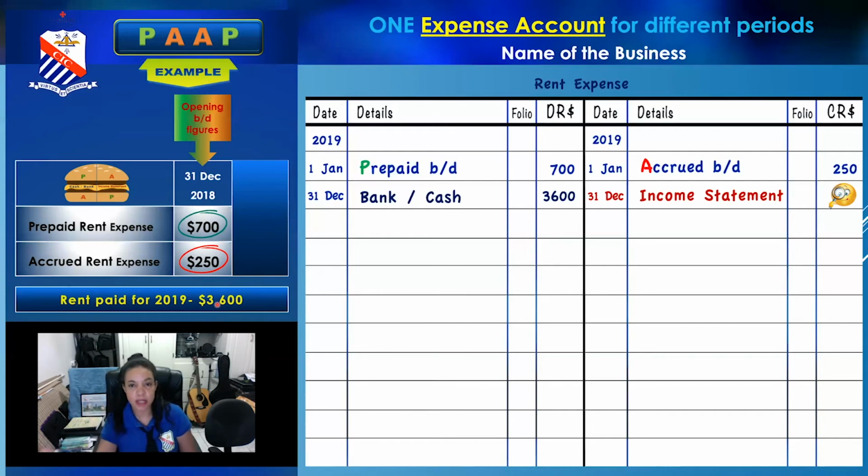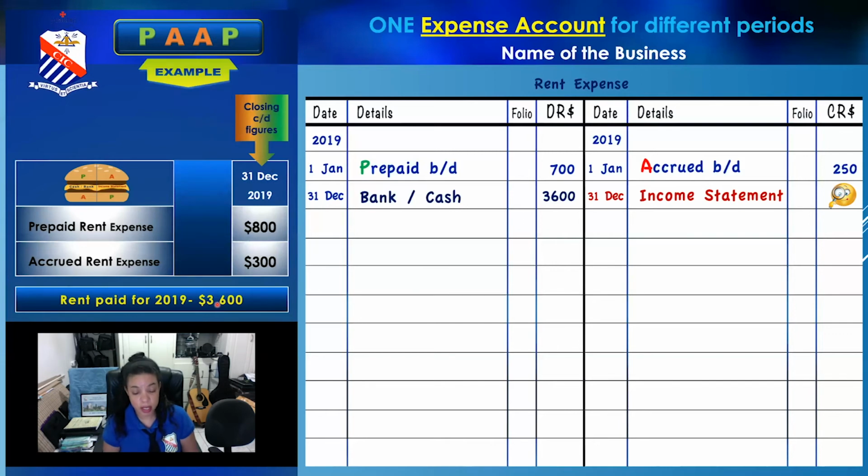So you're going to leave that, and you're going to put in the other figures that you have, and then we'll come back and work that out. So we are now on to the closing figures, which would be the 31st of December 2019. So you did your P and your A, so PA, and now you go on to the next A and P. So it's A, accrued, but your closing or your carry down figure, you check to see it's 300 and you put it there.